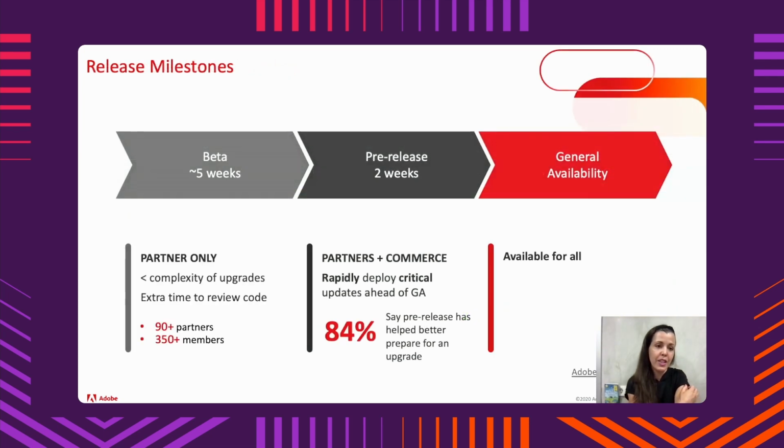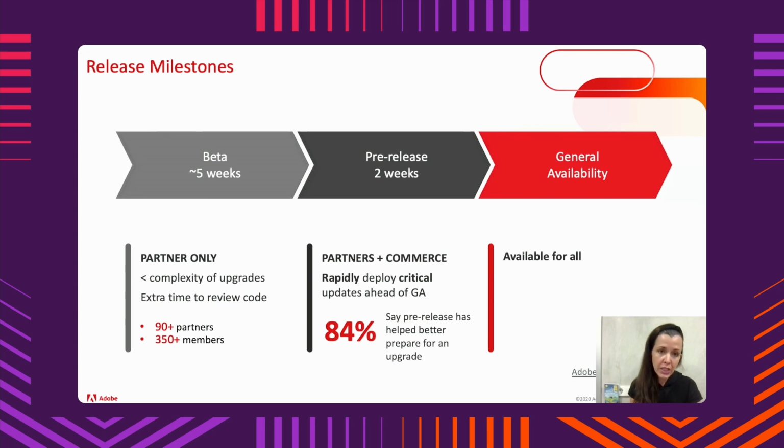Then we have the release milestones. The release milestones are meant to help you complete an upgrade in a timely manner and much easier and faster. So we have first our beta program that was introduced early in 2020. And we now have over 90 partners. This is a partner-only program where we release non-general availability code and release notes for partners to start reviewing the impact of the release as well as to provide Adobe feedback.